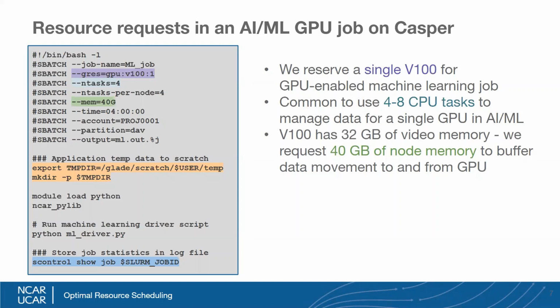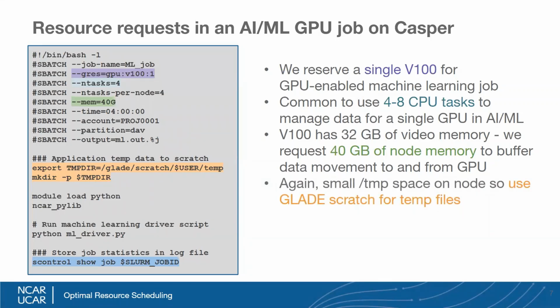So here I'm requesting 40 gigabytes of node memory to buffer data movement to and from the GPU from the CPU. Because remember, the GPU has 32 gigabytes of video memory. So I'm allocating a little bit more on the node, because even in these machine learning jobs where you're really hitting the GPU hard, I think people can be surprised how much work the CPU is still doing in the background. What I'll say later in the talk is that you can be conservative initially with these resources. So here I'm asking for 40 gigabytes, which is probably more than I'll use in this job, but then I can query it in the future and lower that requirement if I find that I'm not using that much.